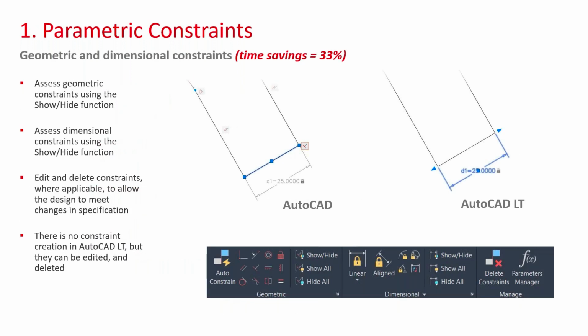So let's move into the first one. We're going to have a little look now at parametric constraints. Now, you've got geometric, which is your geometry, and dimensional constraints in full AutoCAD with a time saving of about 33%. So what that means is you can assess the geometric and dimensional constraints using the show and hide functions.